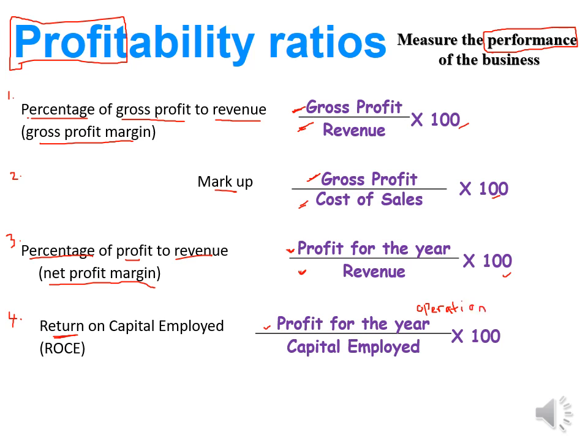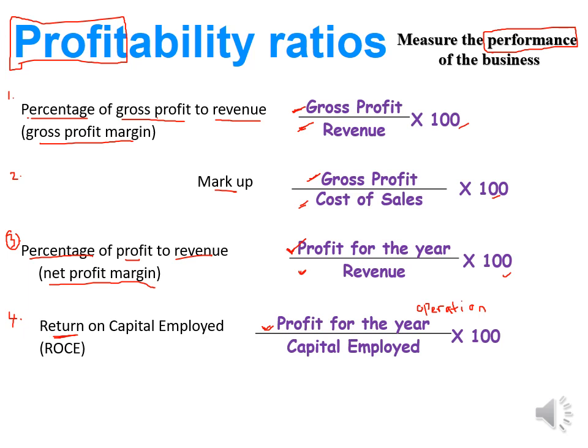But for formula number 3, the percentage of the profit to revenue, we always take the final profit for the year. But for return on the capital employed, if that particular question has profit from operation, we'll take the profit from operation. If the question doesn't have the profit from operation, then only we will take the profit for the year. This profit is divided by capital employed.